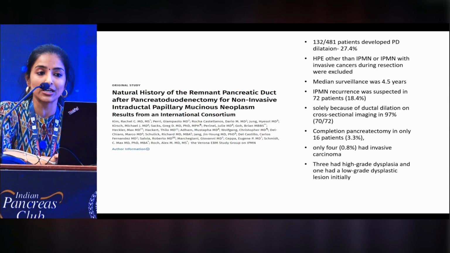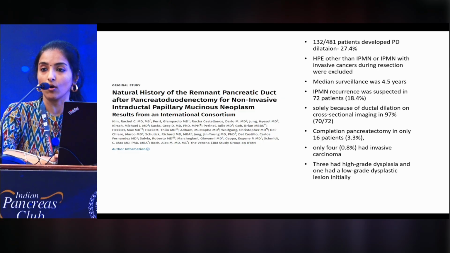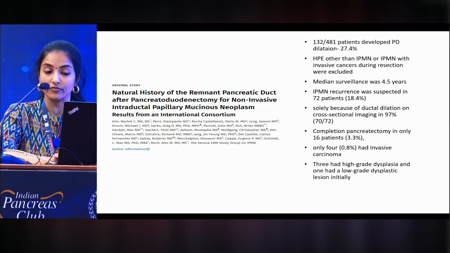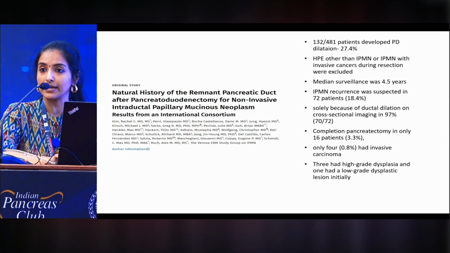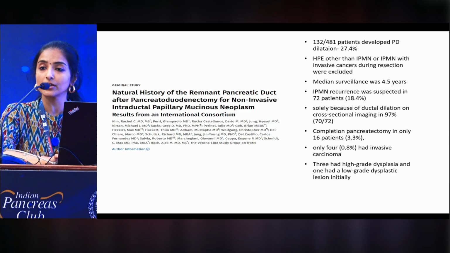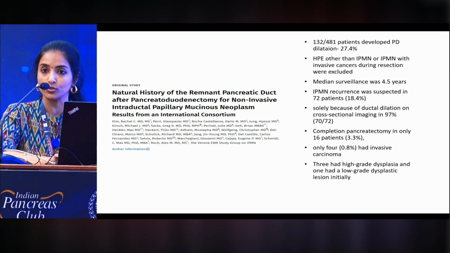Now this was a study which looked at all those patients who had operations for non-invasive IPMN and what happened to the pancreatic duct. About 27% of the patients had a pancreatic duct that got dilated over a period of 4.5 years. About 72 patients were suspected to be having a remnant IPMN. 70 out of the 72 times it was because of the pancreatic duct diameter. Only 16 of them underwent a completion pancreatectomy. Only 4 out of these 16 had invasive carcinoma. Interestingly, 3 out of these 4 patients had high-grade dysplasia and 1 had a low-grade dysplasia during the original operation.